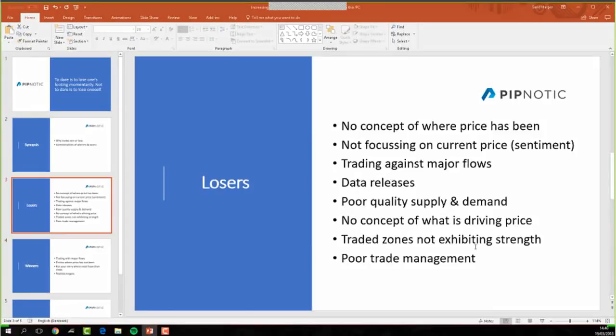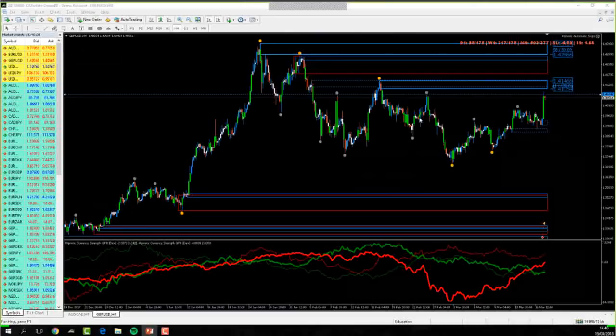Data releases. These are important if you're trading on the smaller time frames, for obvious reasons. If we have an entry to sell here and we have non-farm payrolls or we have Carney speaking in half an hour or 1 hour, do you want to keep your order in there or not? Probably not.